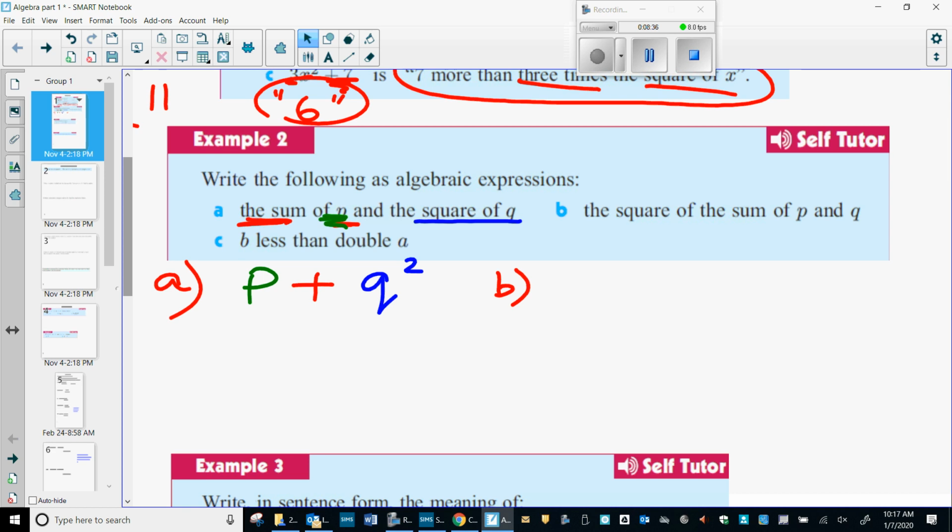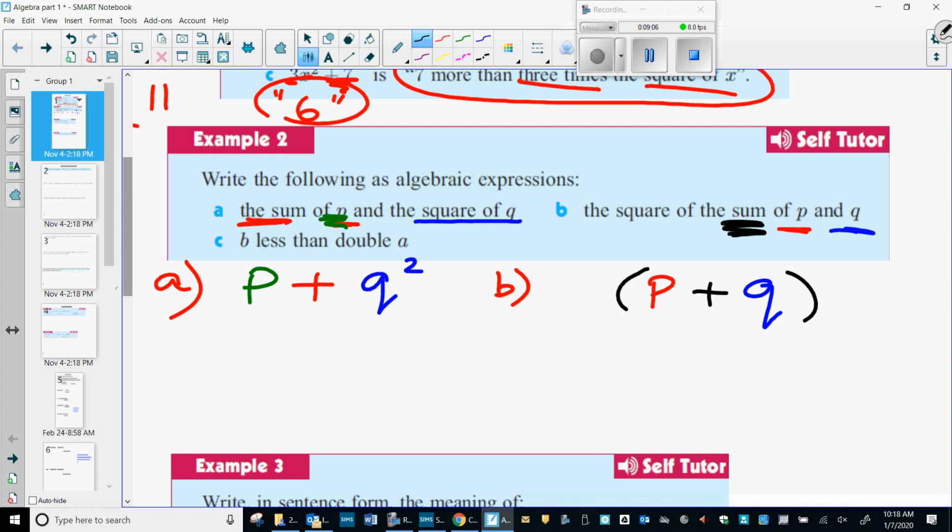Awesome. Abby? I answer B. Sure. So I'm pretty sure you would just put brackets around P and Q because it says the square of the sum of P and Q. Oh, I'm loving it. Okay, so we're going to focus on the sum. So that would be the plus of P and Q. And Abby, you are absolutely right in that we need brackets around it because they said the square of them.